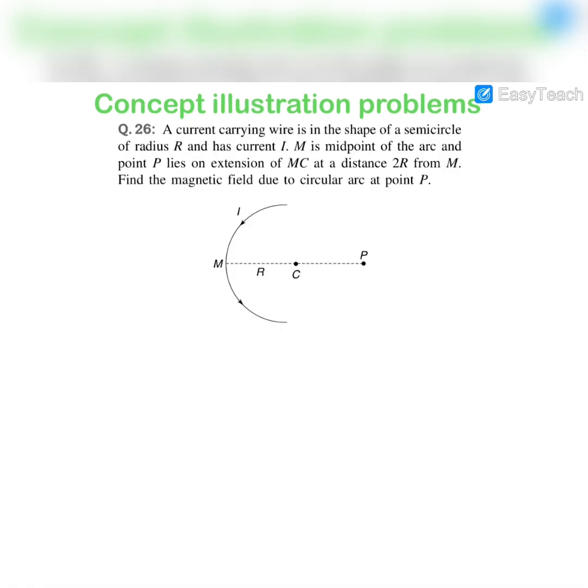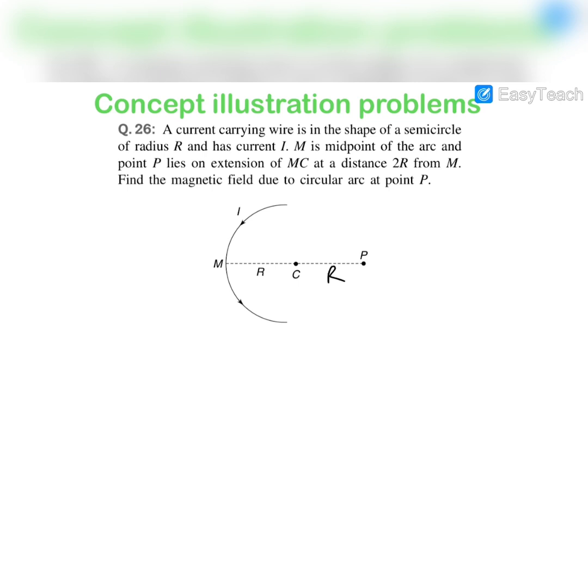In this question you can see that this is a current carrying wire in the shape of a semicircle. The radius of this wire is r and it is carrying a current I. M is the midpoint of this arc and P is on the axis of this arc. Now this point M is at a distance of 2r from P. So this is 2r, so obviously CP is r, and we have to find out the magnetic field due to this arc at point C, in fact at point P.